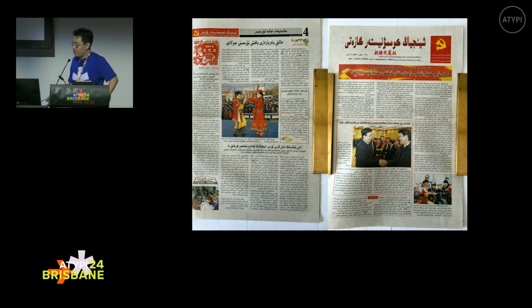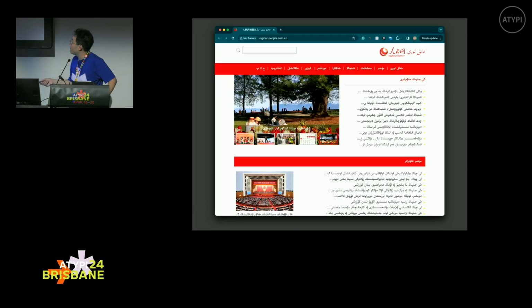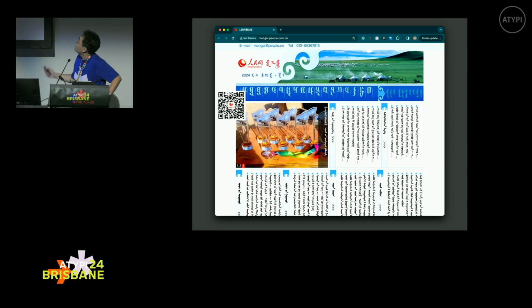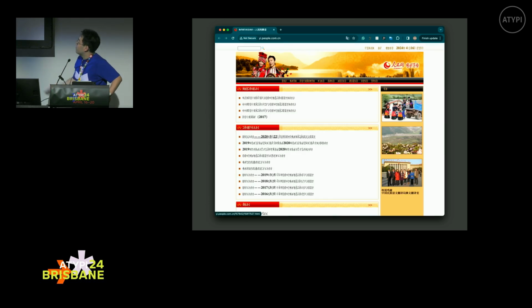And apart from printing, we still have typefaces for websites. It's not all from us, but we based them on the same model. So this is the People's Daily website. I think this is for the Uyghur language. And this is the Tibetan language. And Mongolian, this vertical UI. And also for the Yi script, this is a very special, very interesting one.